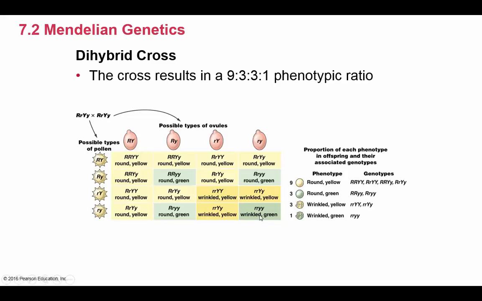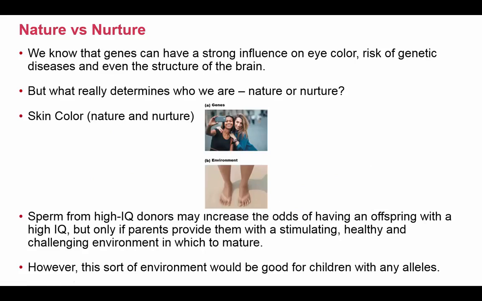So if we come back to the questions that we asked at the very beginning of Chapter 7, remember when we were talking about the sperm bank, and we talked about the fact that some sperm are more pricey because they come from donors that have advanced degrees. So we know that genes can have a strong influence over things like eye color, hair color, height. We also know that genes have a strong influence on the risk of genetic diseases, on how you inherit them, like cystic fibrosis or Huntington's disease. We even know that genes have an influence over the structure of your brain. But the question is, what really determines who we are? Is it our genetics and nature, or is it nurture and the environment we grew up in?